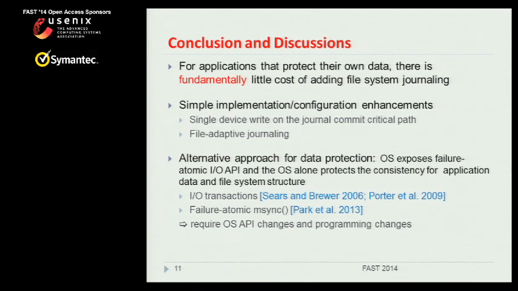A work we did last year, presented at USENIX, was to enhance the POSIX msync semantics with failure-atomic support so that applications can express their failure-atomic semantics, and then it can be implemented in operating systems together with the protection of file system structure. So under such an alternative approach, the data protection is done in one place, the operating system, which tends to be more efficient, but it requires operating system API changes and programming changes. So this is the important trade-off that will have to be carefully evaluated by systems and application developers when we search for the best way of protecting data as we move forward.